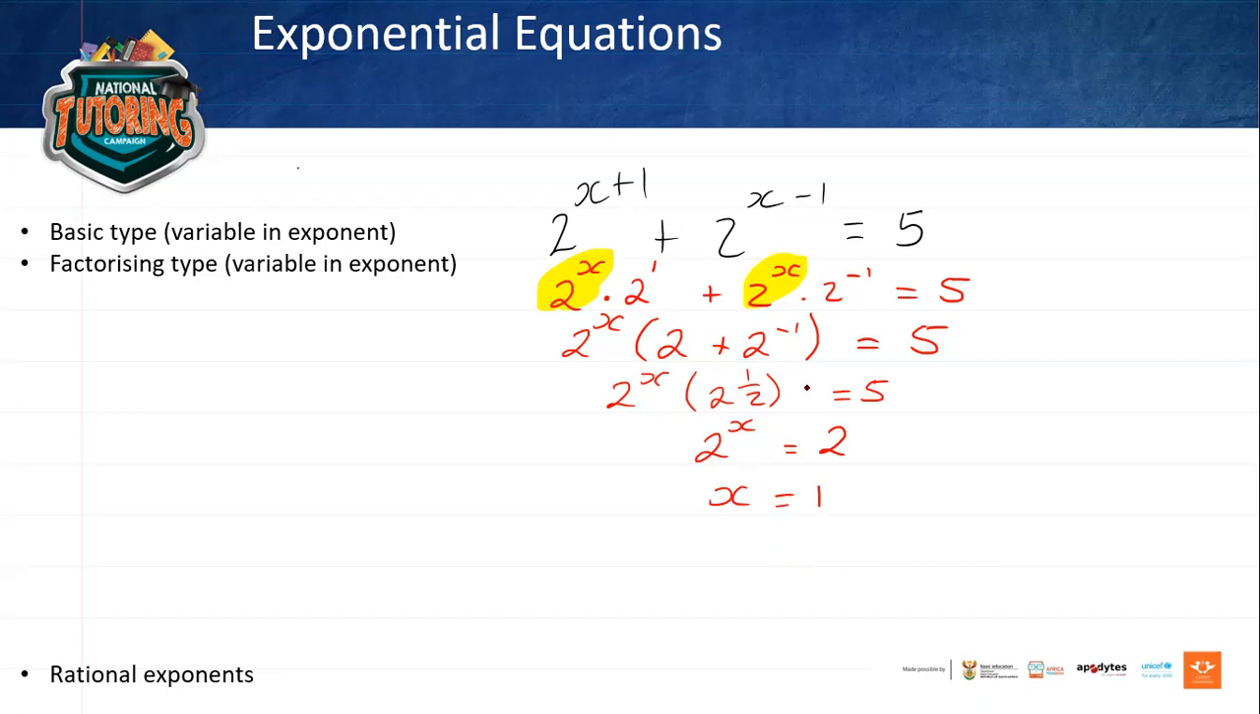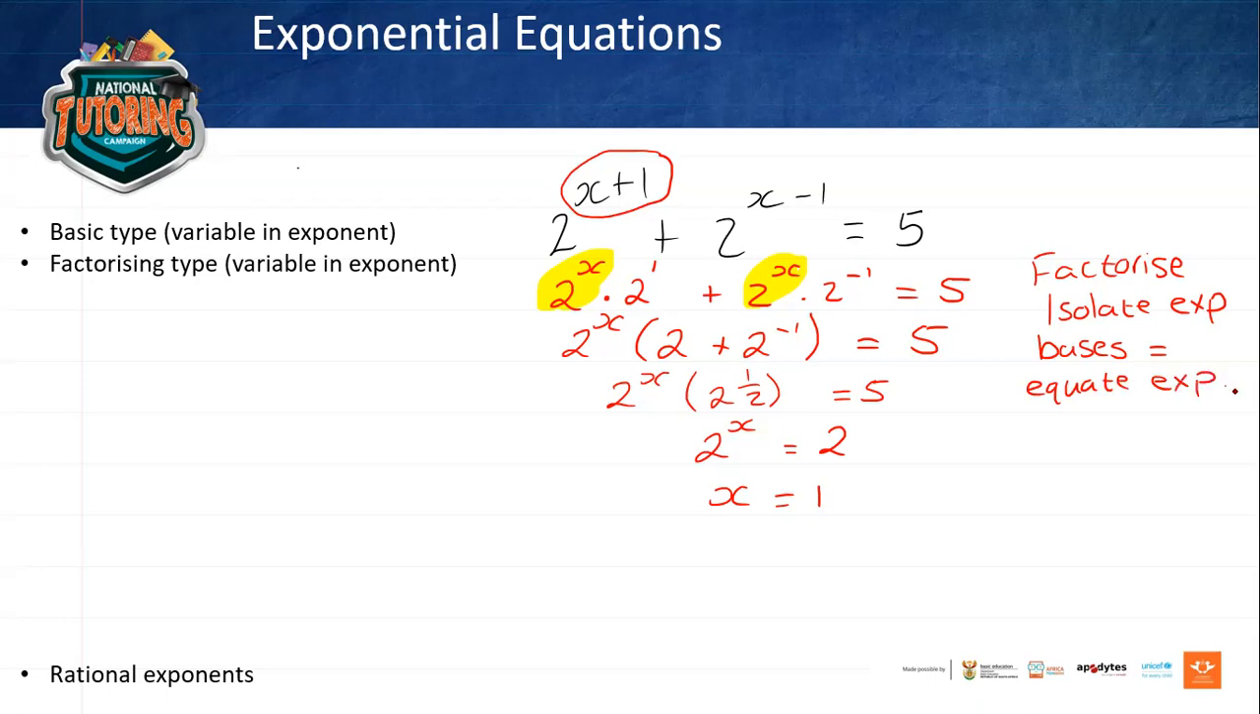So for this step, what I had to do in this case was split up my exponents and rewrite them using the reverse of the product law. Then I had to factorize. I had to isolate my exponent and then make the bases the same. And then I can equate my exponents. Those were the steps here.